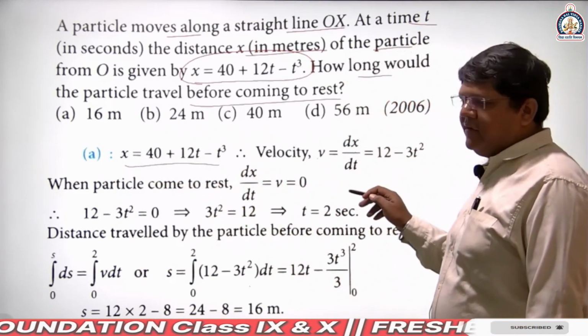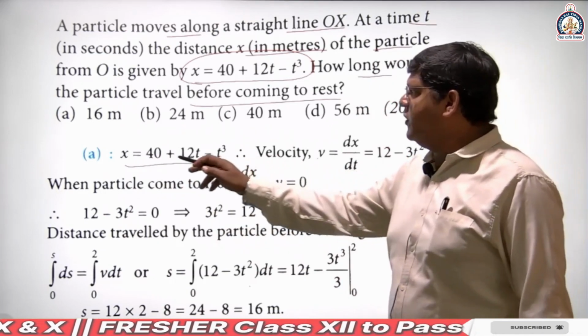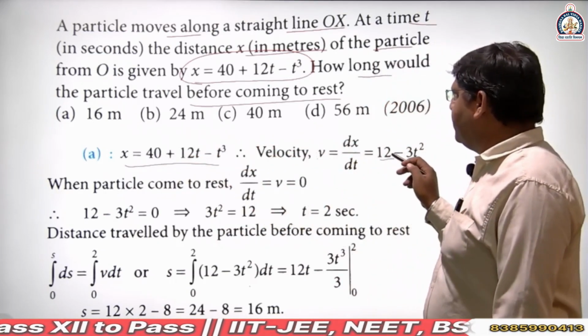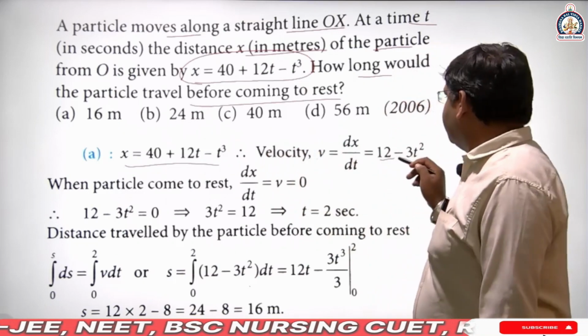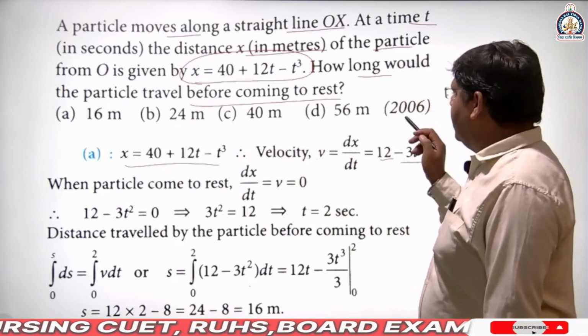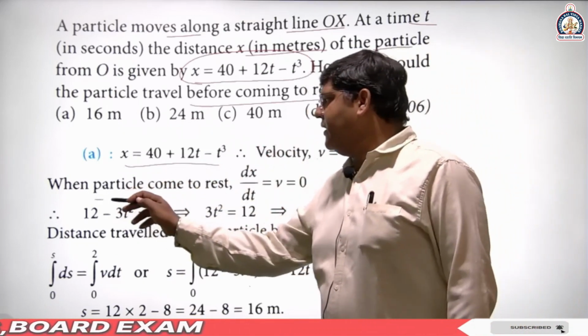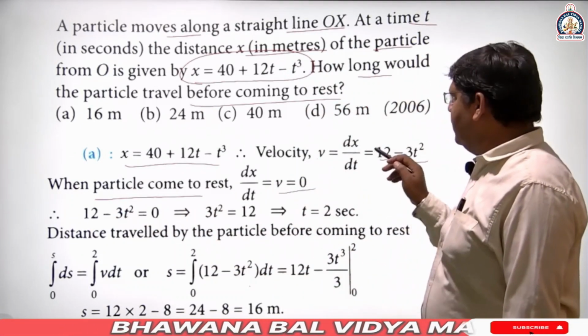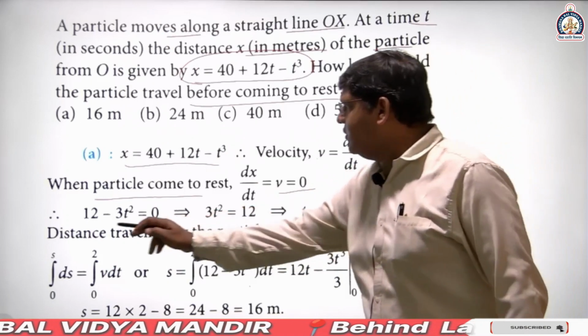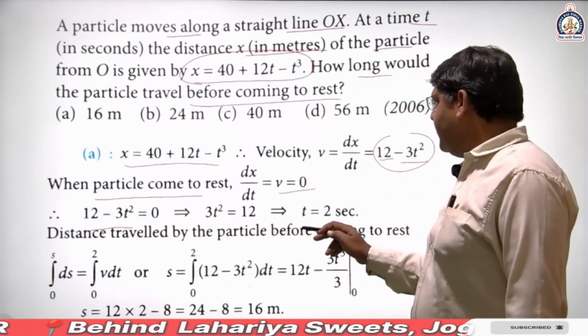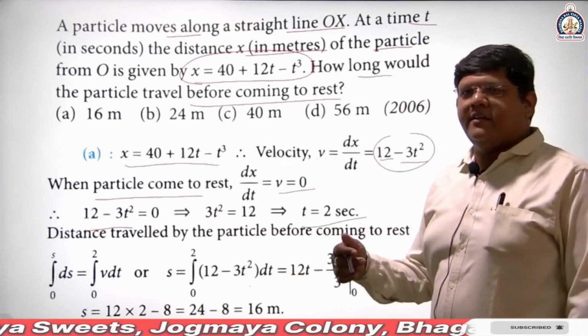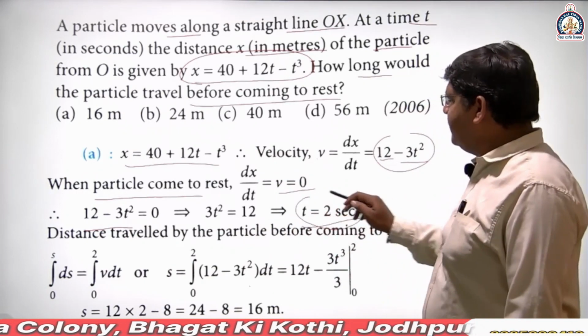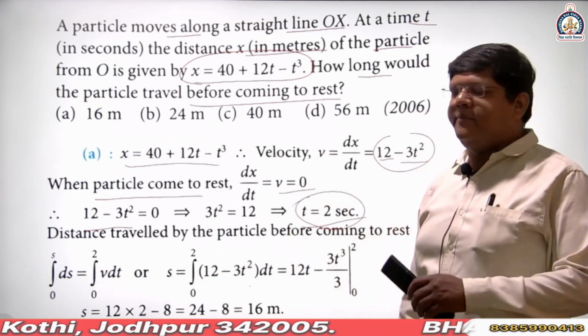We can calculate velocity as dx/dt. 40 becomes 0, 12t becomes 12, and minus t cube becomes minus 3t square. Now according to the question, the particle comes to rest, which means velocity becomes 0. So we put this velocity equal to 0 and calculate the time, which is equal to 2 seconds. 2 seconds is the required time when the velocity becomes 0, or we can say the particle is at rest.